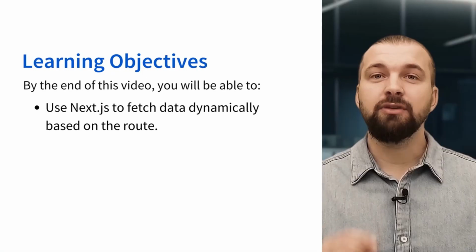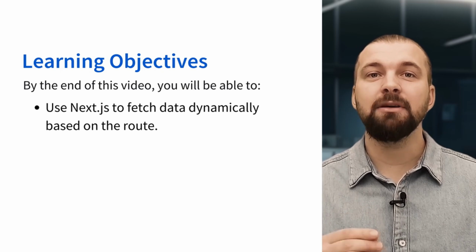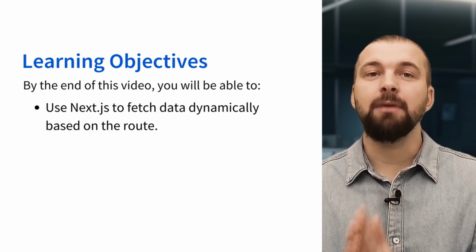Today, we're diving into one of the most exciting parts of building with Next.js, which is fetching data. Now that we have seen how to create dynamic routes in Next.js, it's time to take things up a notch by fetching data dynamically based on the route. Imagine having a blog where every post is loaded based on the ID in the URL. Today, we'll see how Next.js makes fetching data for dynamic pages simple and powerful.